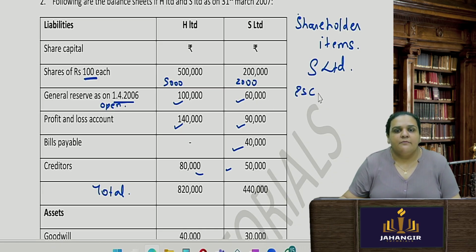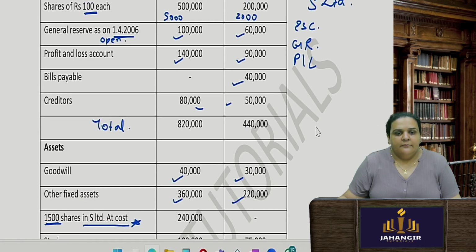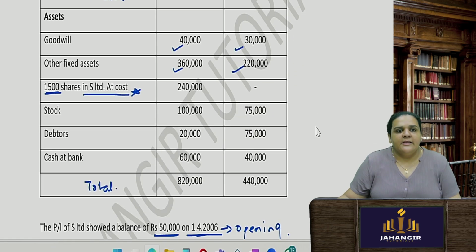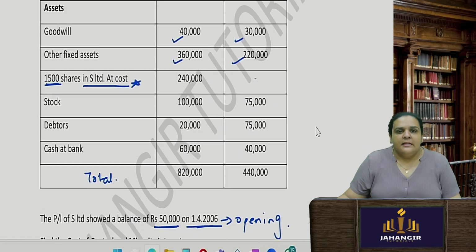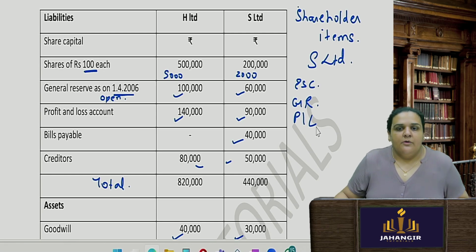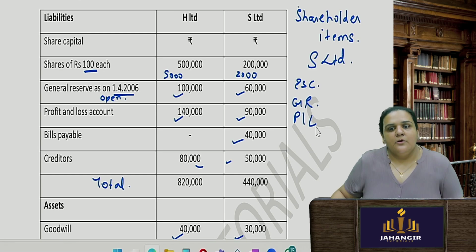Equity share capital we have. We have general reserve. We have P&L. Then in preliminary expenses or any other loss, there is nothing like that. That is it. So we are going to treat these 3 items. Whatever is pre will go in cost of control. If it is post, it will not go. So let's calculate.